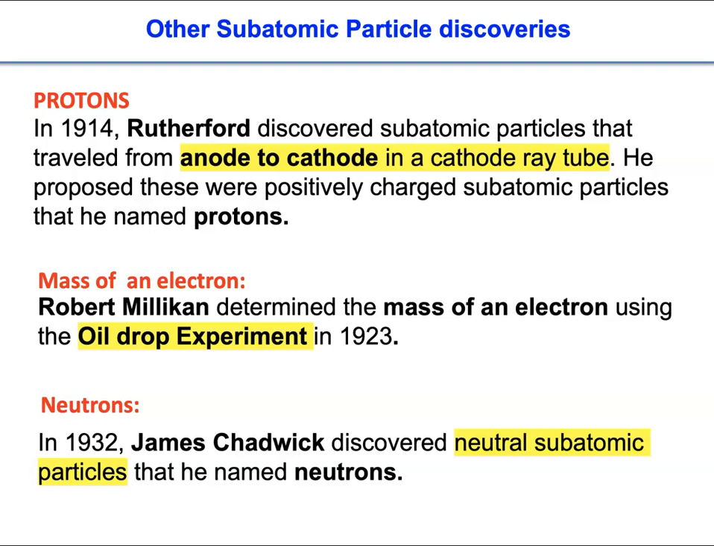They were going from the anode to the cathode in a cathode ray tube. He called these protons. Now these are the particles that were deflecting the alpha particles in the gold foil experiment. Then in 1923, Robert Millikan calculated the mass of an electron using the oil drop experiment. And then in 1932, James Chadwick discovered neutral subatomic particles called neutrons.